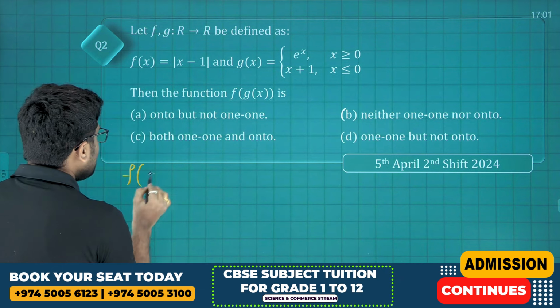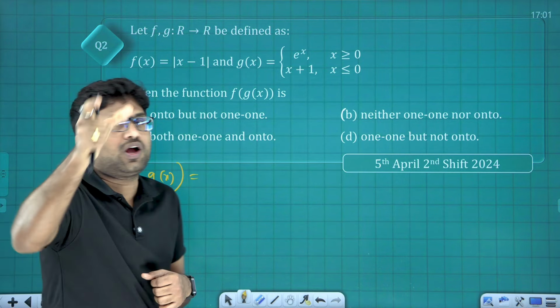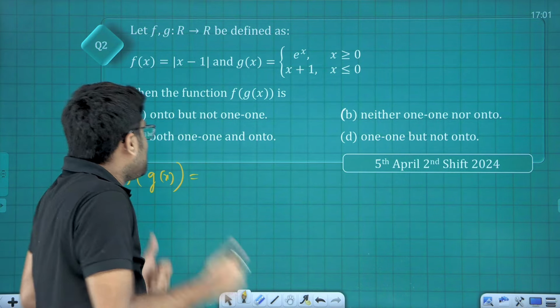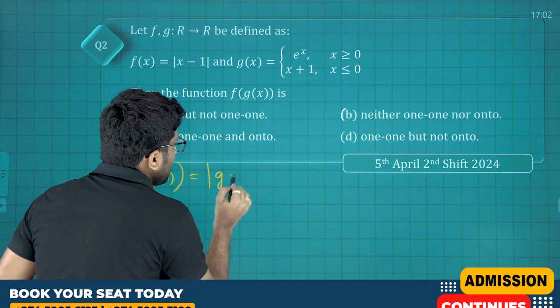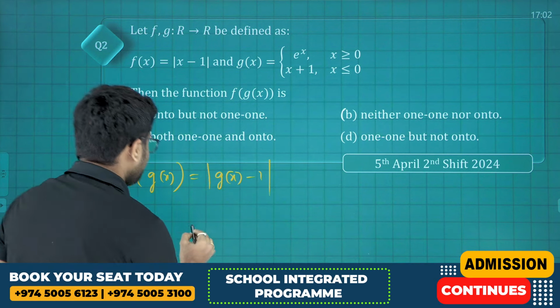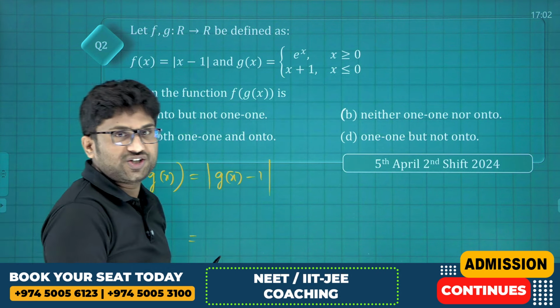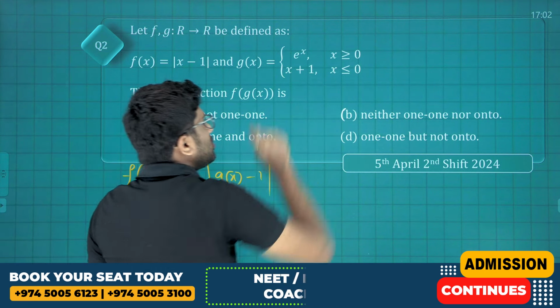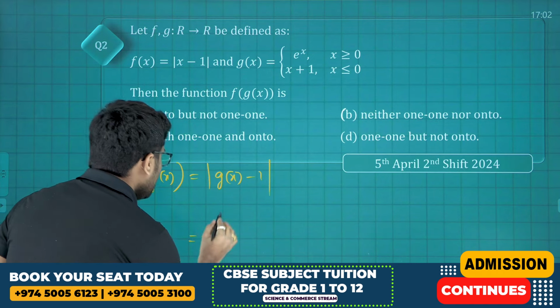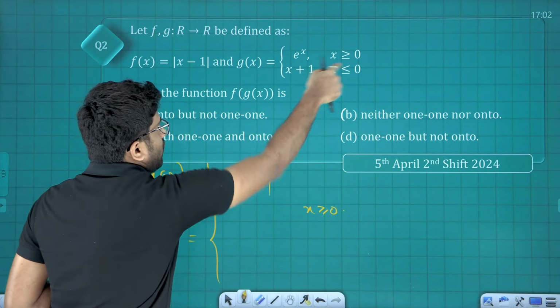F of g of x, we have f of x is equal to mod of x minus 1. So f of g of x will be the same, in place of x we put g of x. Clear? Now we'll look at g of x. See, g of x is a function. If x is greater than or equal to 0, g of x is e power x.